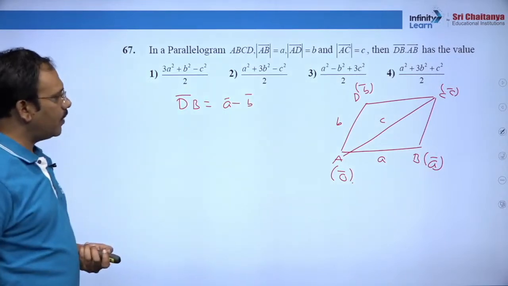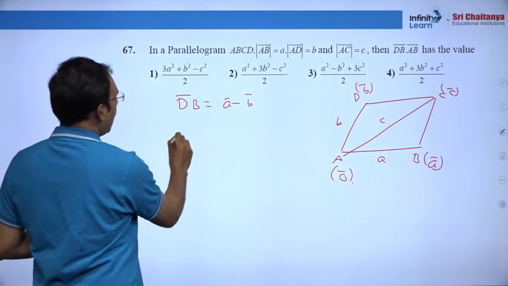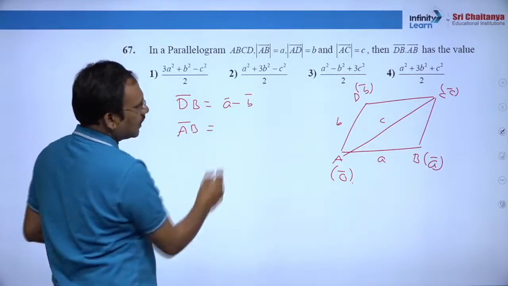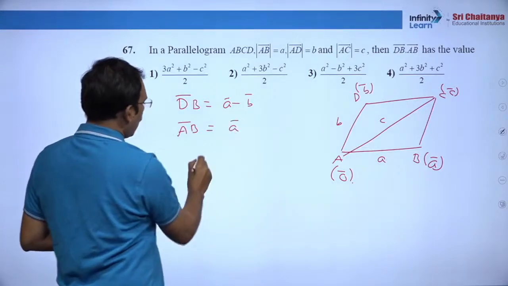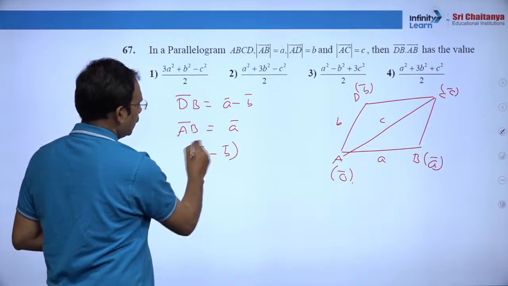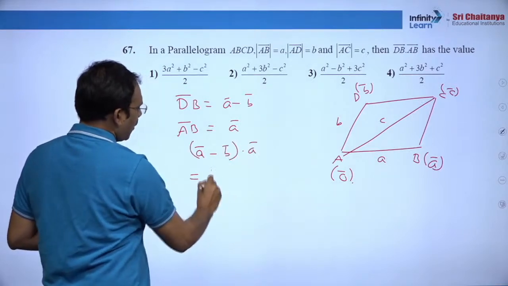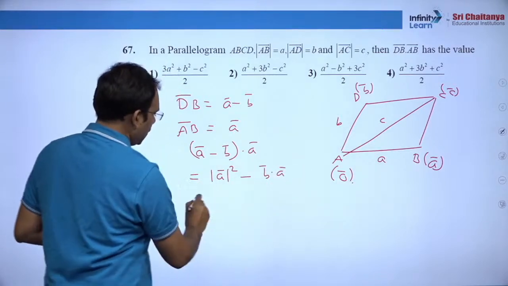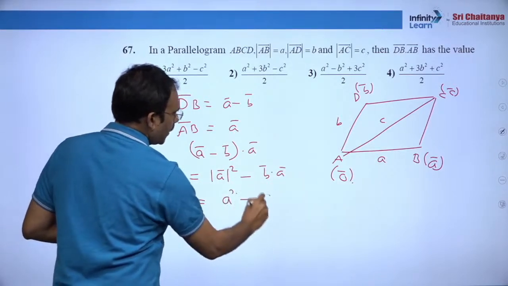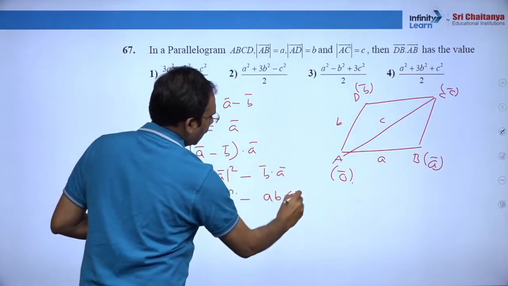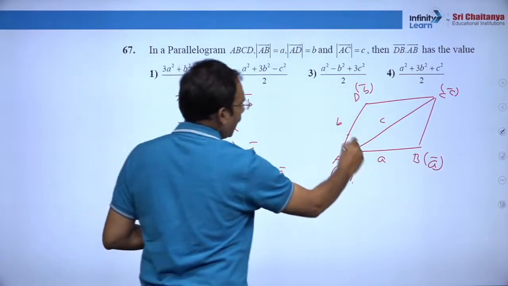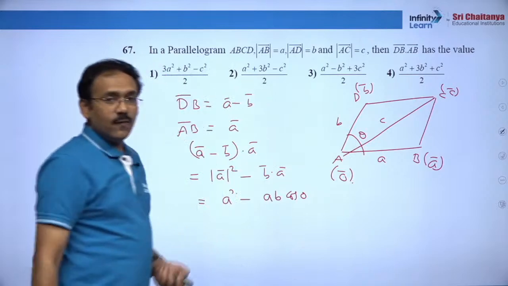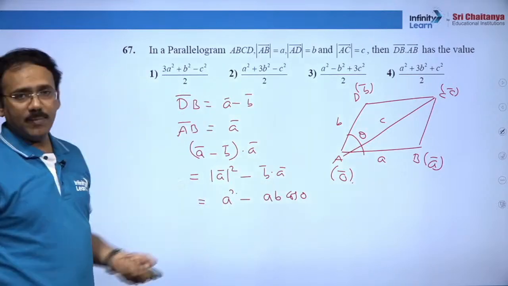DB bar means OB minus OD. Another is AB bar, which is nothing but A bar. So you want the dot product of these two. A bar dot A bar is the magnitude of A bar squared, minus B dot A. So friends, this is A square minus AB cos theta, where theta is the angle between A bar and B bar. Whereas the answers are in terms of small a, b, c.